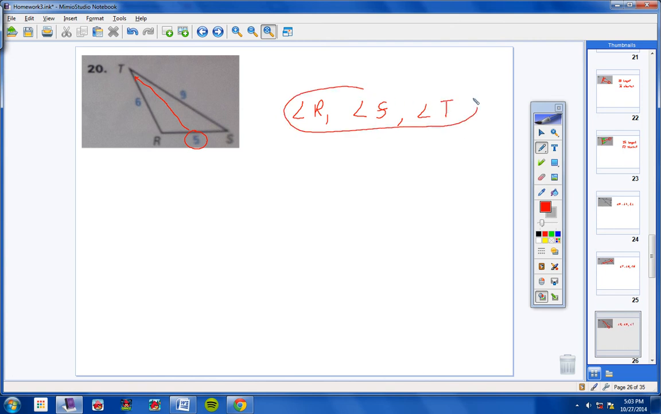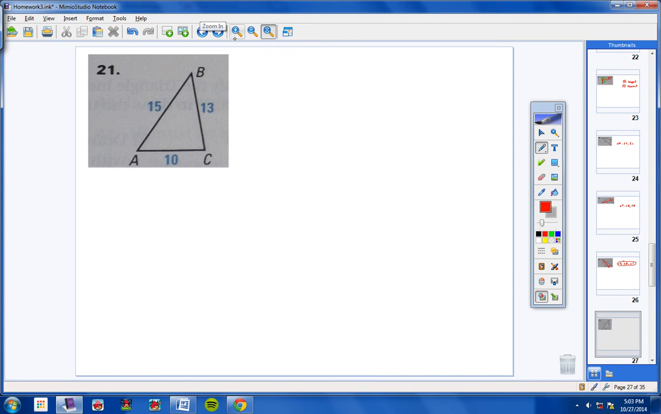Angle T. Okay? Alright, moving on to number 21. Okay, we're going to circle the longest side, which is the side here. Then go straight across. So angle C is the largest angle because it's across from the longest side. Now the next longest side is 13, which is across from angle A. So the next largest angle would be angle A. And then the smallest side is 10. And of course, the angle across from that is B. So angle B would be the smallest angle.